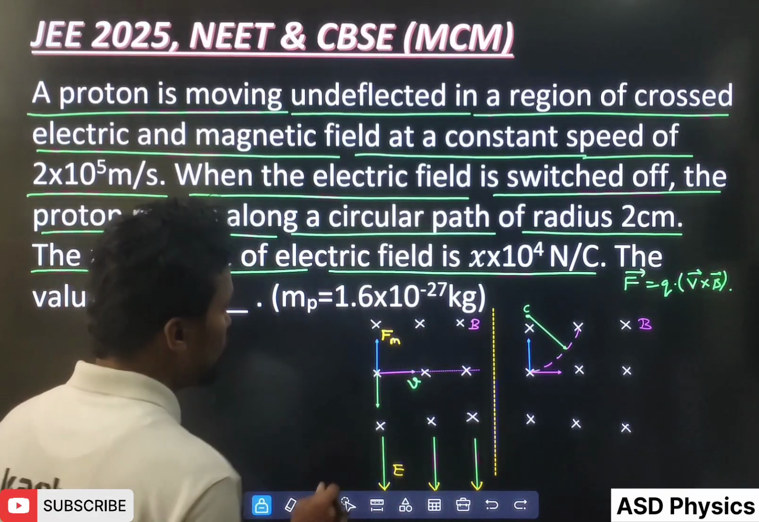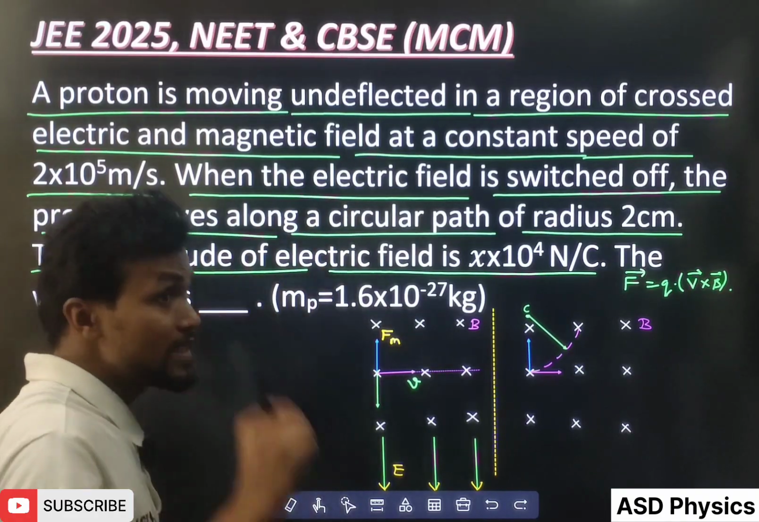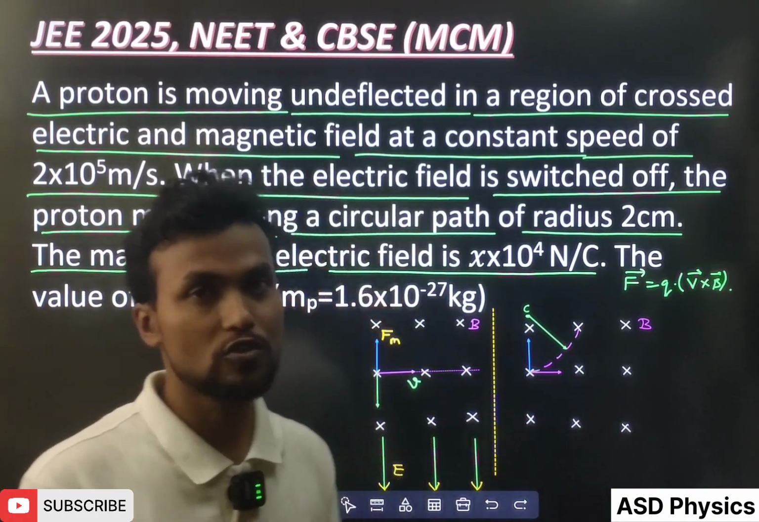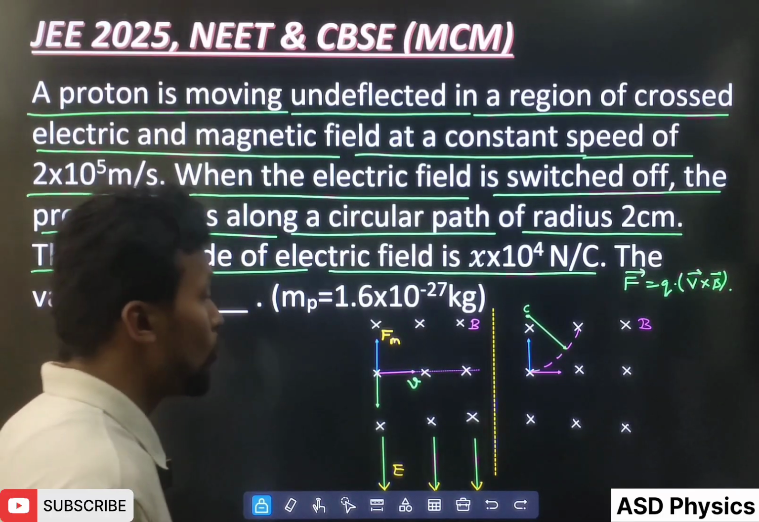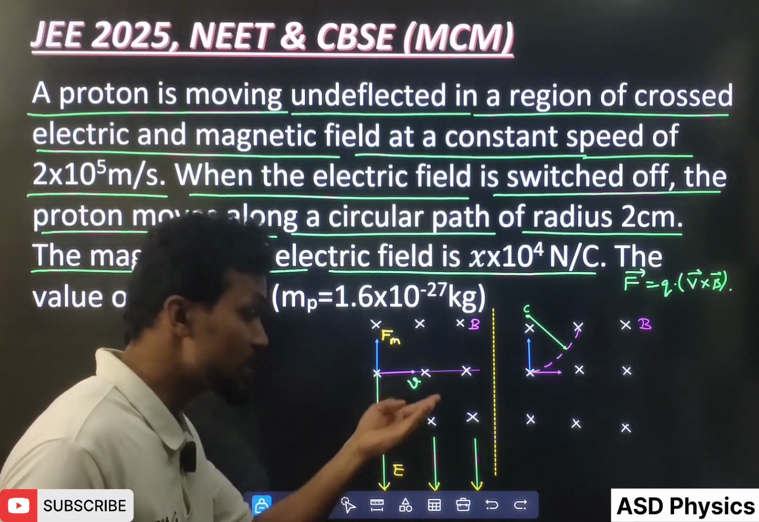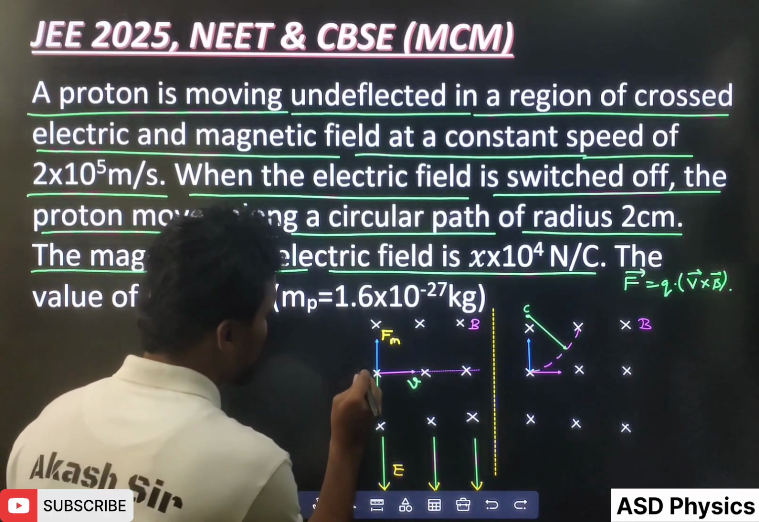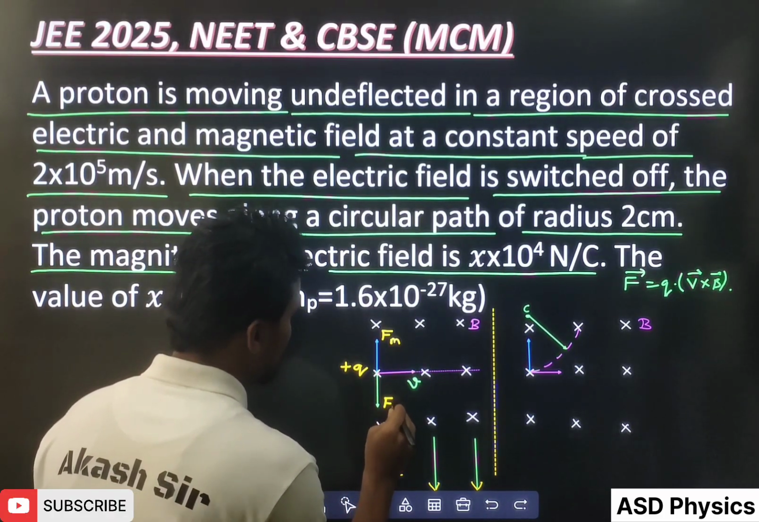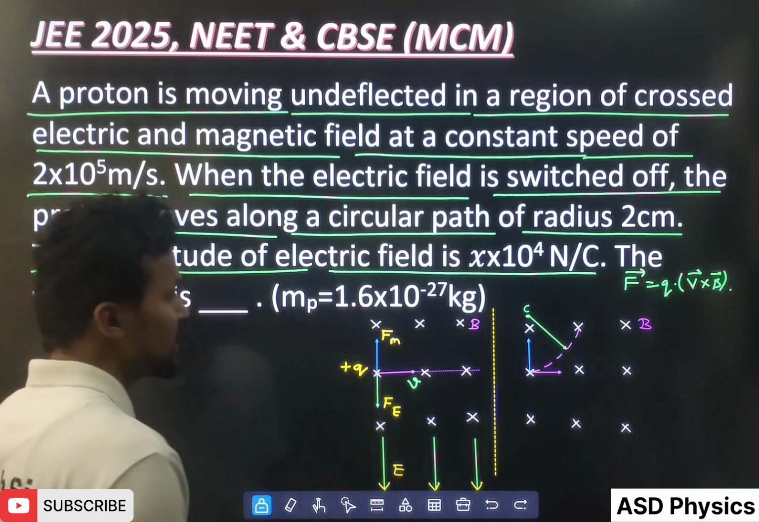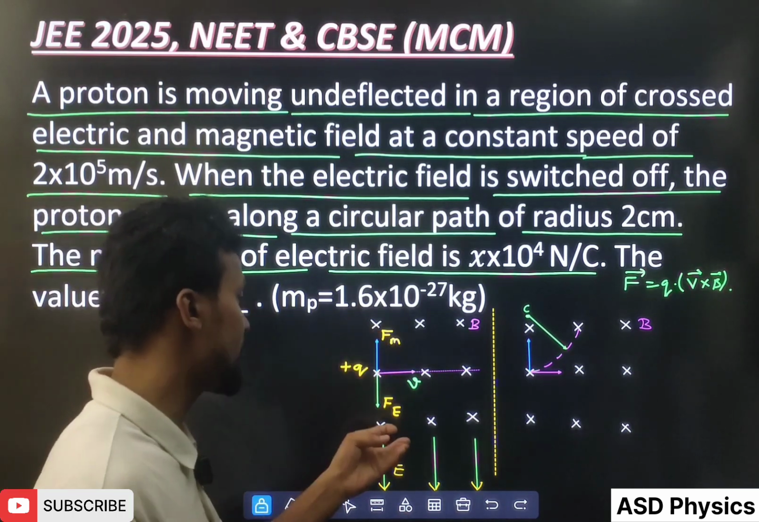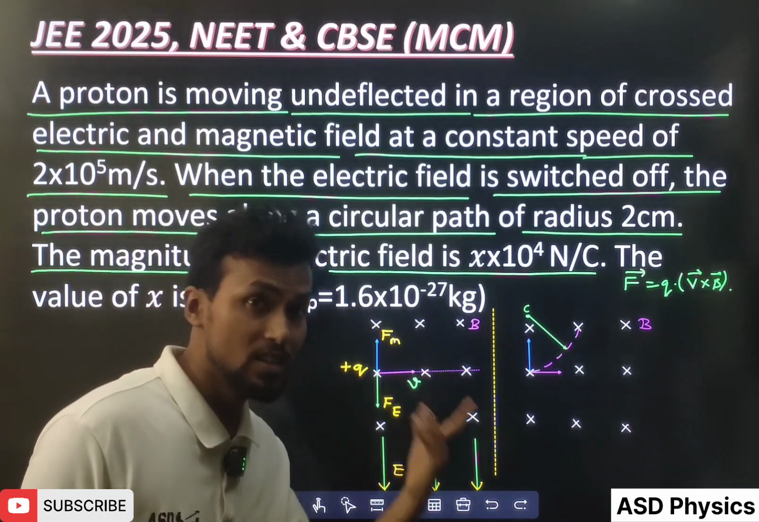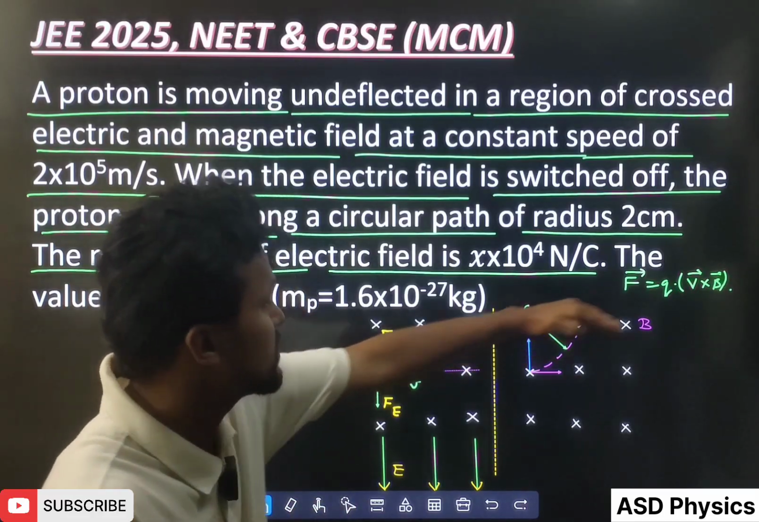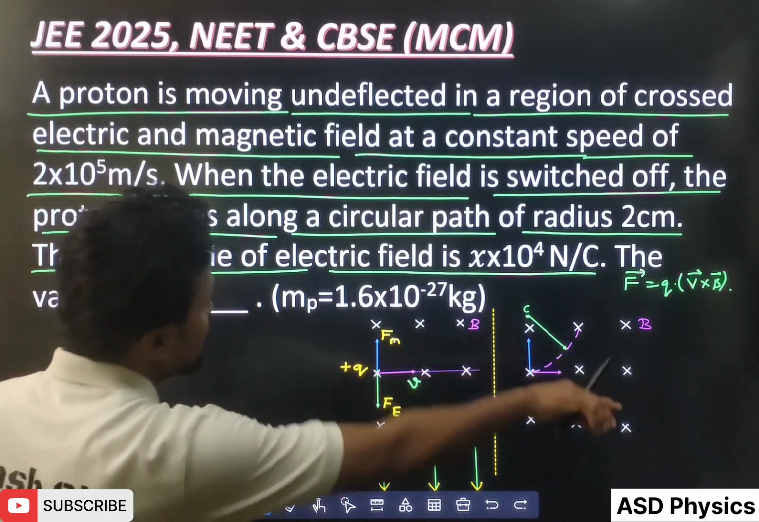Okay, and now it is going undeflected, in a straight line. That means it is moving with a uniform velocity, so the net force should be how much here? 0. So what will happen? There is an electric field in the downward direction. The proton is a positive particle, so the electrostatic force will be along the direction of the electric field. So here you can see Fm and Fe are both in opposite directions. They will cancel out each other, net force 0. That means it will keep on moving in a straight line here.